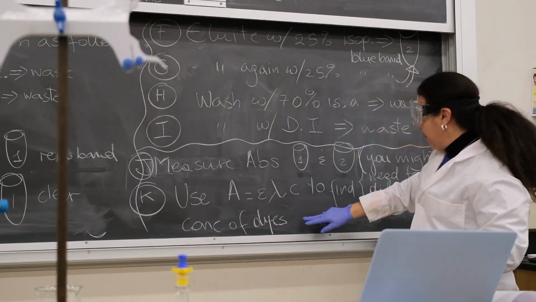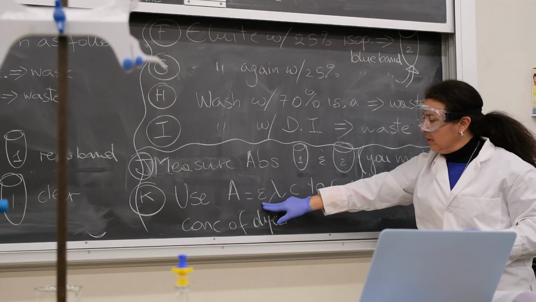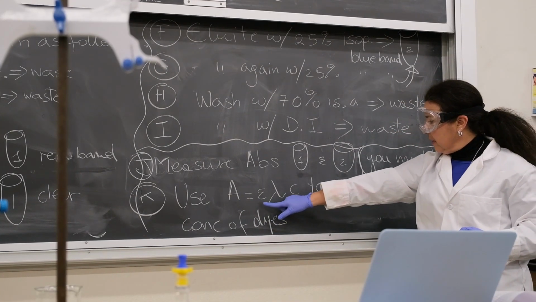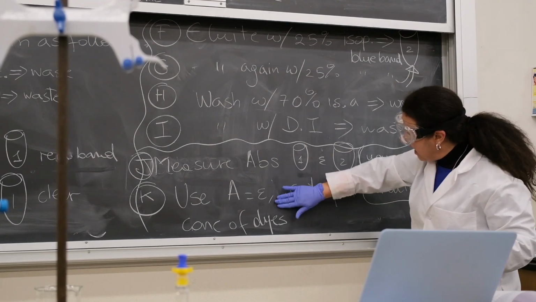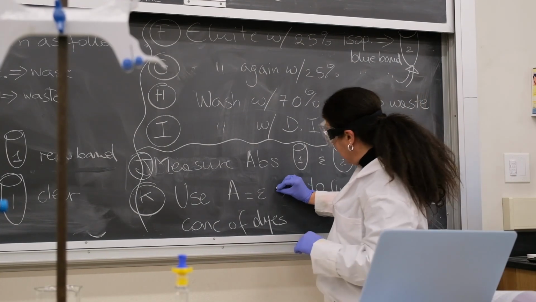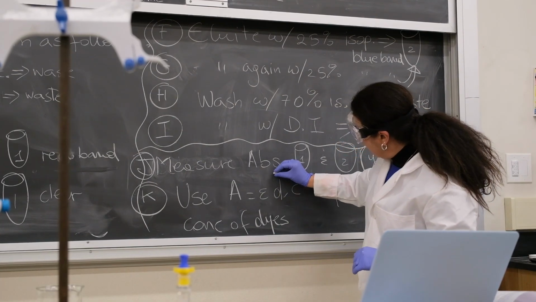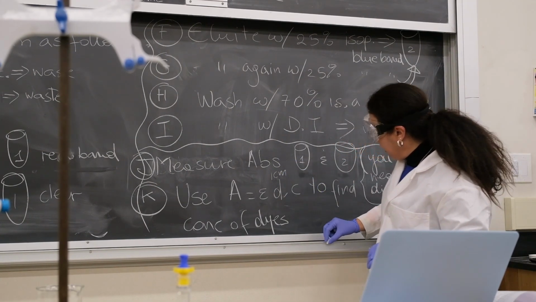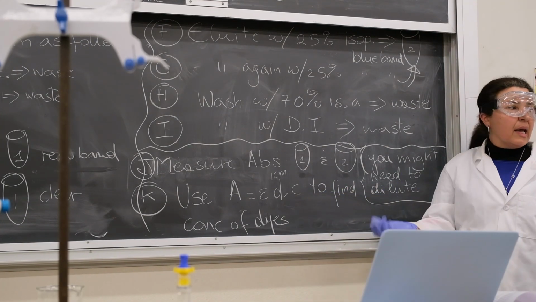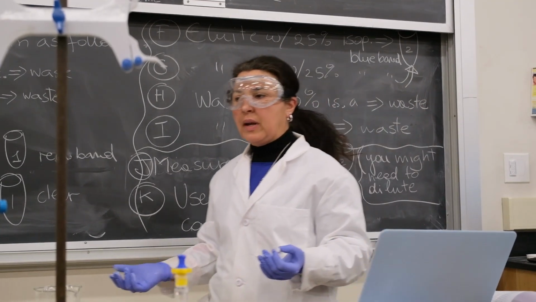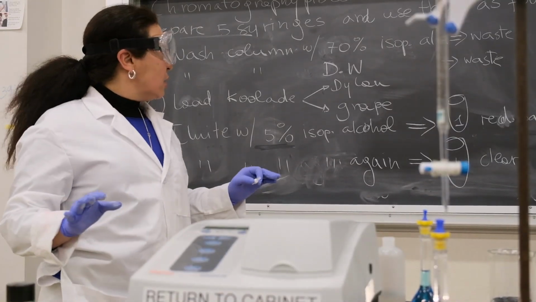And then you will find using A equals the constant times the wavelength times the distance. There is 1 centimeter of the cuvette. You will find out what is the concentration. And you determine the concentration of the two dyes in your unknown, okay? That's all we are going to do.